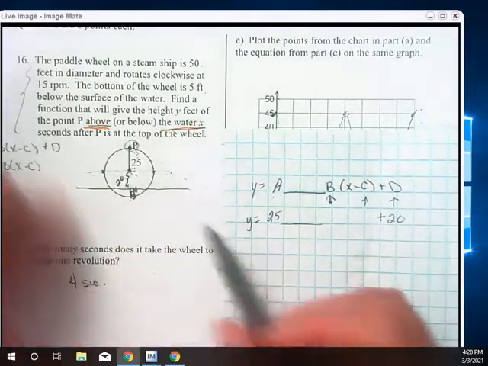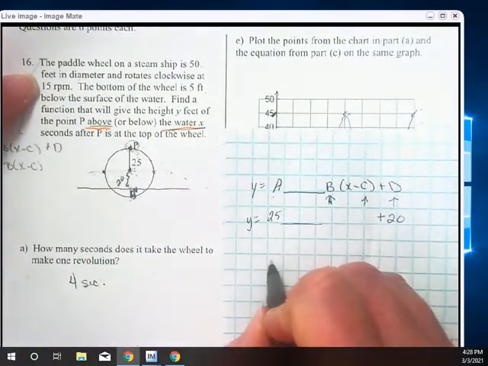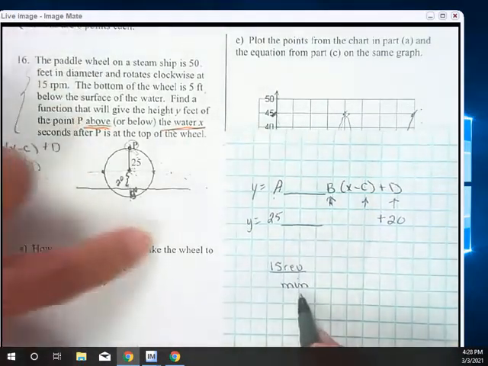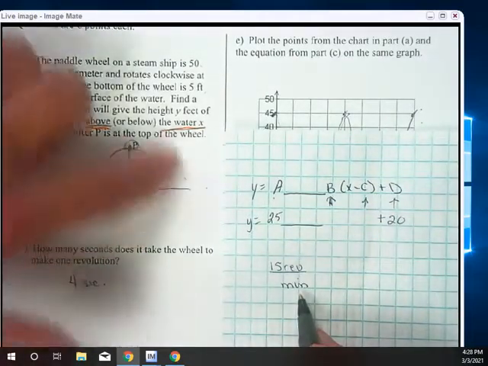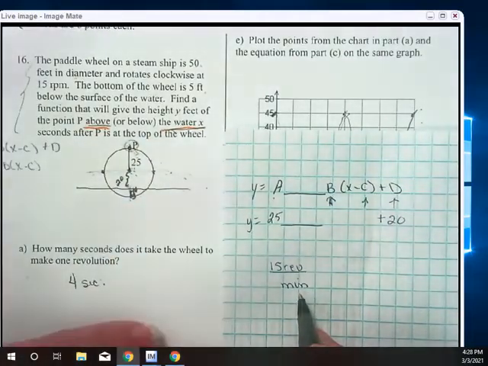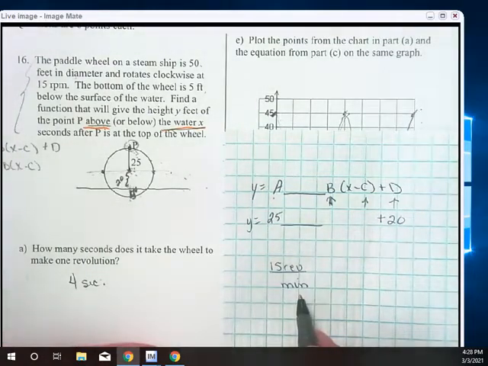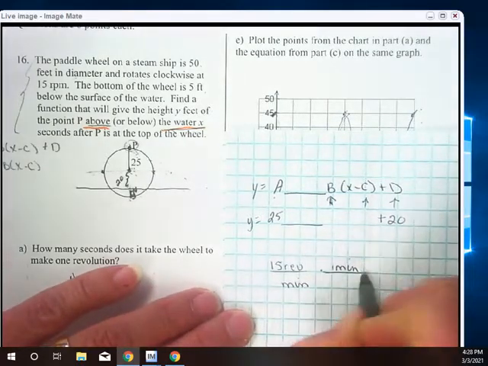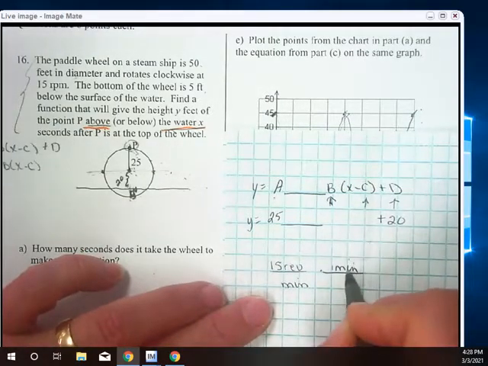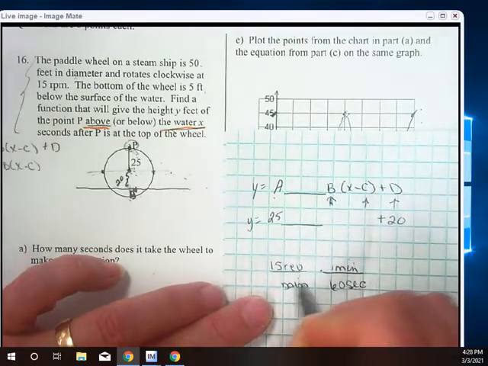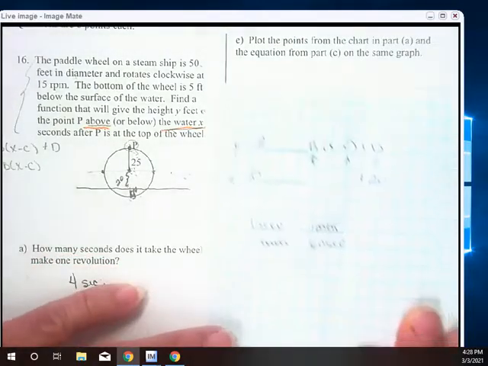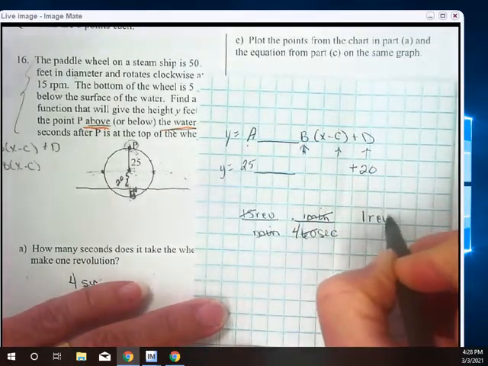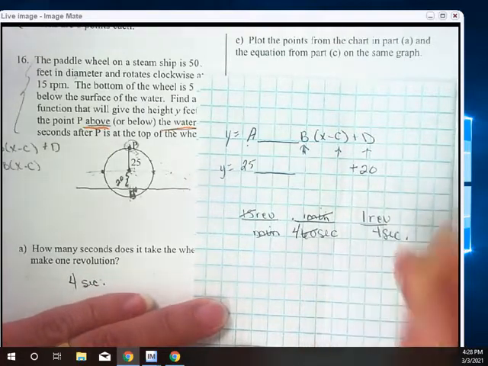Now, it doesn't say anything about period. It says a revolution. Remember, if you're in my class, that 15 revolutions per minute means that P value is going around the circle 15 times in 1 minute. Well, I don't need 15 times. I need 1 time. I'm going to divide my minutes into my minutes, but 1 minute is 60 seconds. So the minutes go away. 15 divides into 60 4 times. That gives me 1 revolution in 4 seconds.